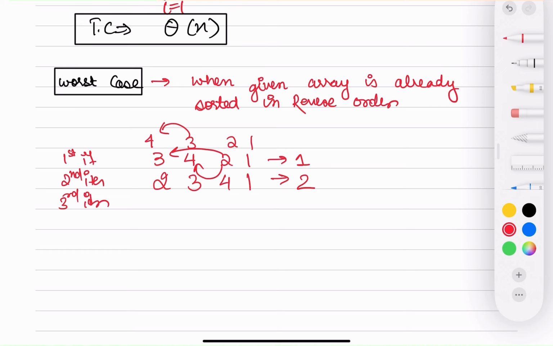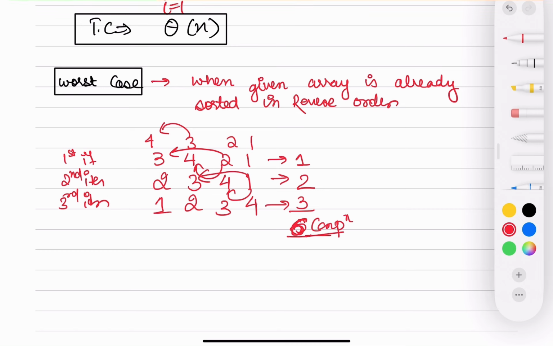In the third iteration, 1 will also come. I'll check 1 with 4. Yes, so 4 will come here. I'll check 1 with 3. So 3 will come here. 1 with 2. Yes, 2 will come here and 1 will come here. So 3 plus 2 plus 1, that is 6 comparisons, my bad. So we had 6 comparisons.